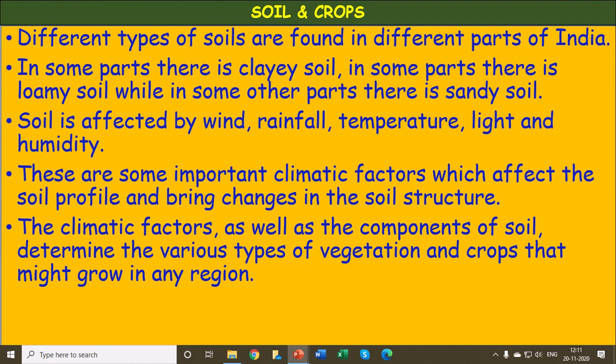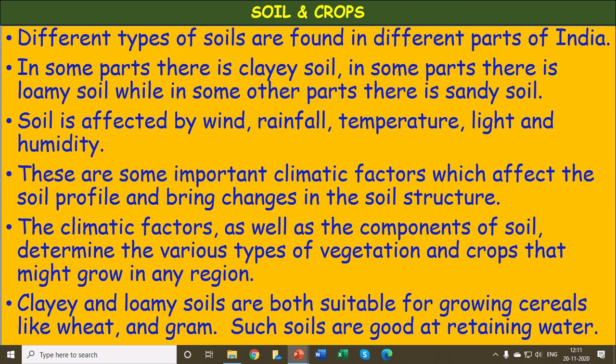The seasonal crops also vary from place to place. It depends on several factors like climatic factors. The components of the soil determine the various types of vegetation and crops that might grow in any region. Clayey and loamy soils are both suitable for growing cereal crops like wheat and gram. Such soils are good at retaining water. These two are the best soils, with more water retaining capacity.